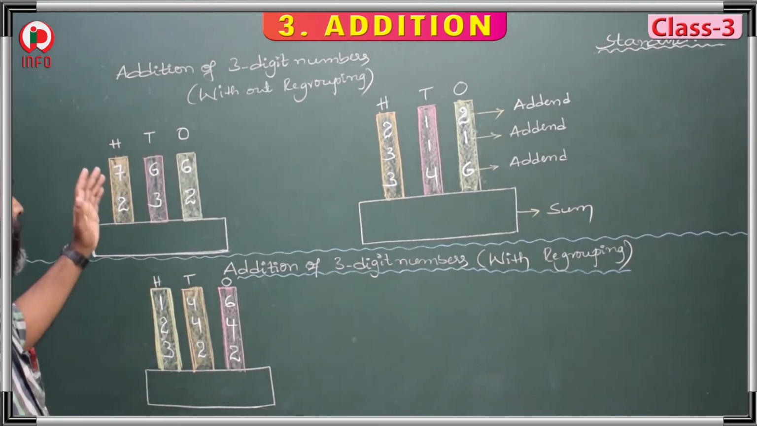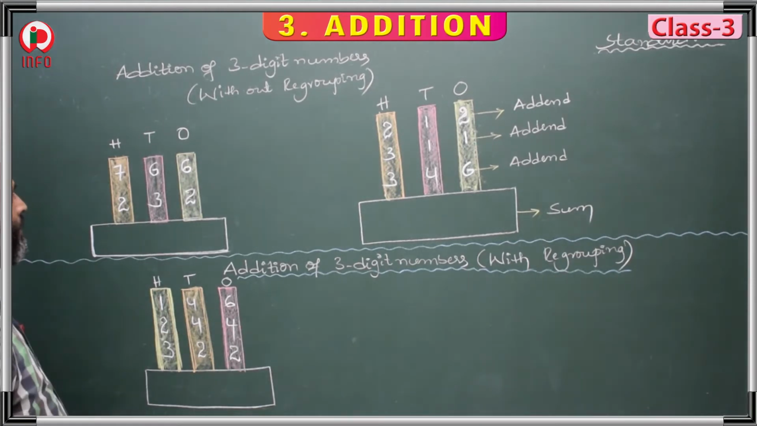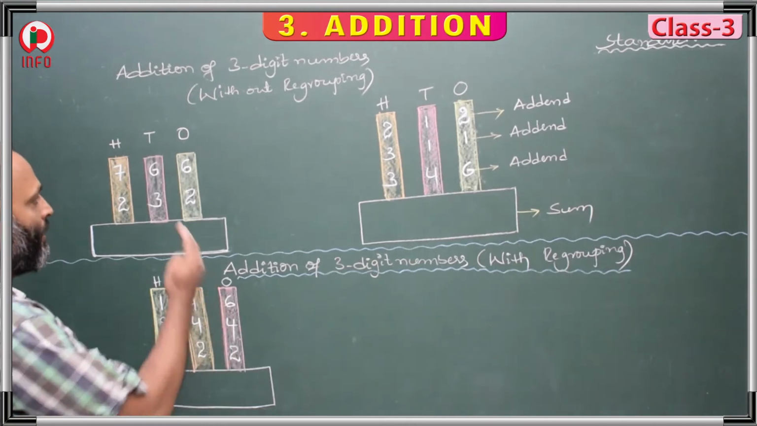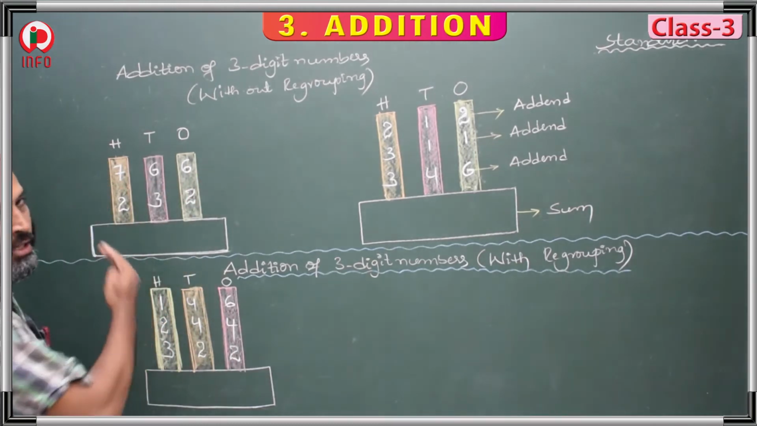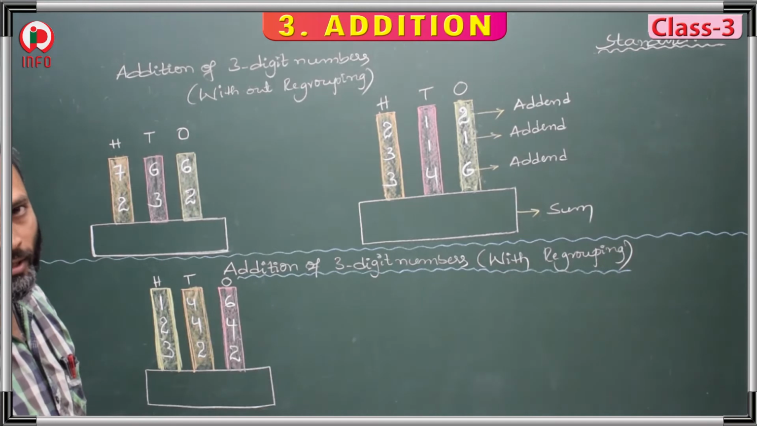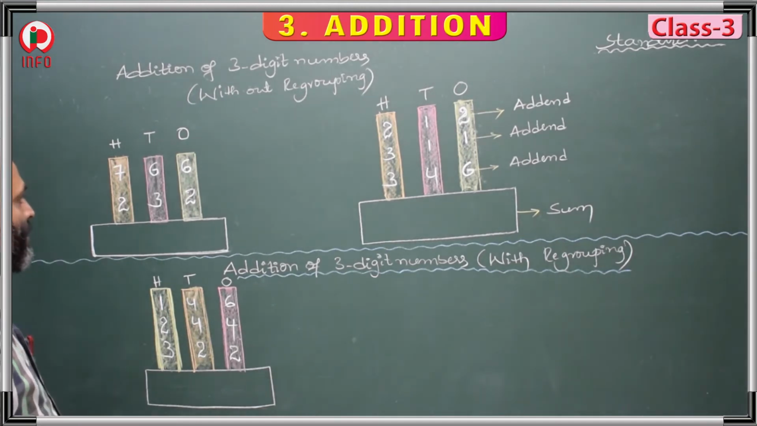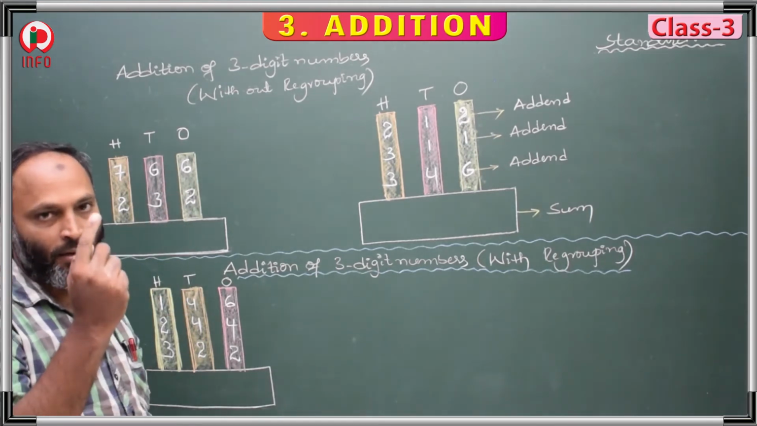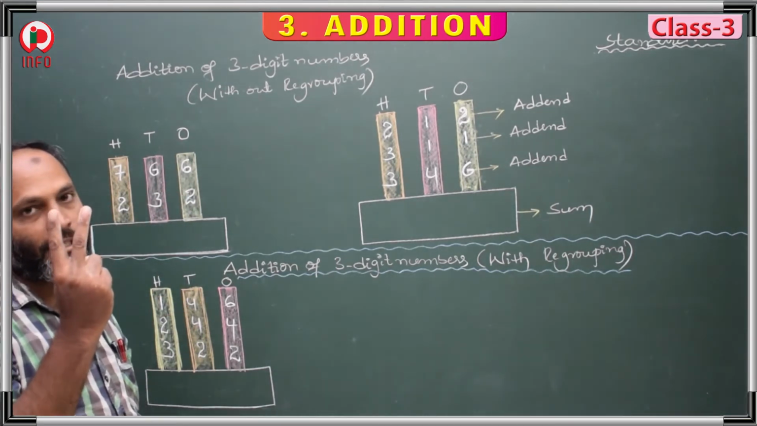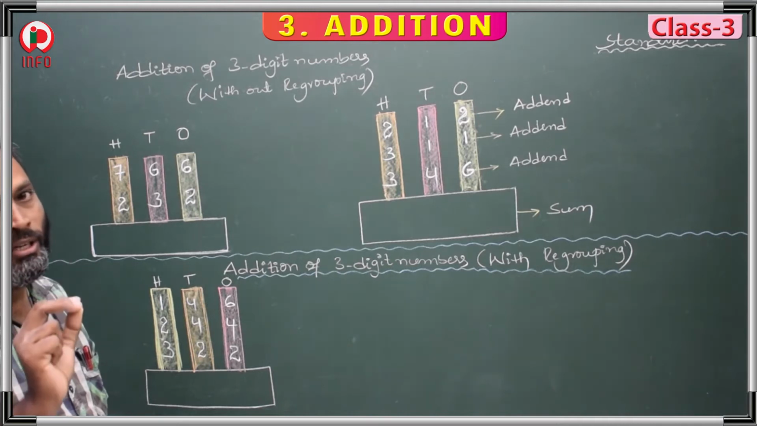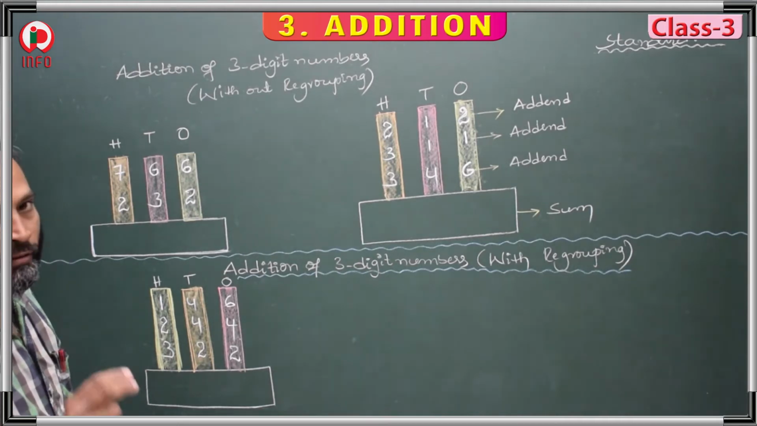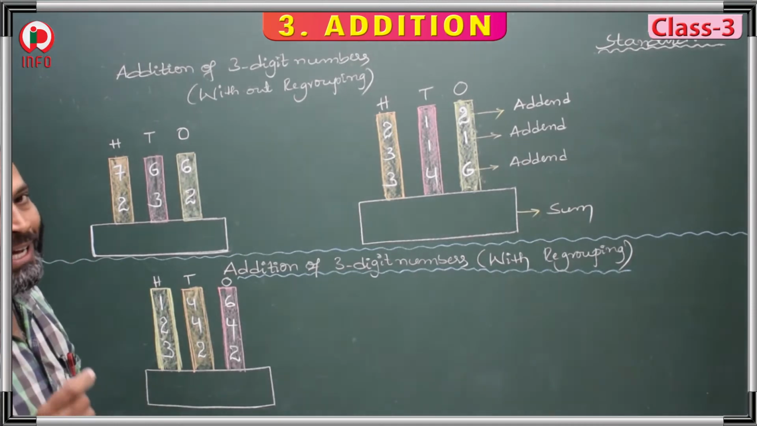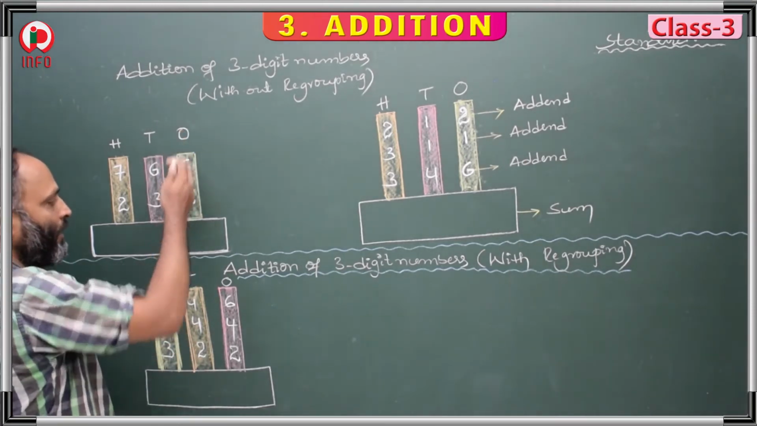See here. First we add our digits from right to left. We start from ones place to hundreds place. First we start from here, 6. 6 plus 2, 7, 8. 8 is a single digit number, no need to regroup it. Whenever a single digit number comes, we have to take it as it is in that place only, in ones place here.